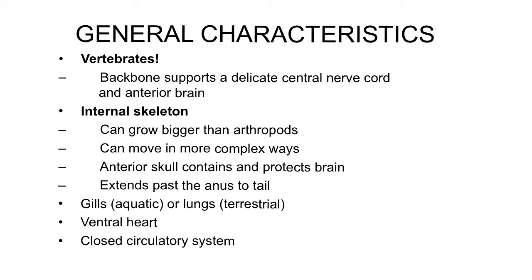All chordates are going to have some form of gills or lungs or a mixture between the two. We are all going to have a ventral heart as opposed to dorsal. And we all have a closed circulatory system as opposed to open. So closed meaning the fluid is going to be contained within vessels. And this is different than our mollusks or our arthropods.